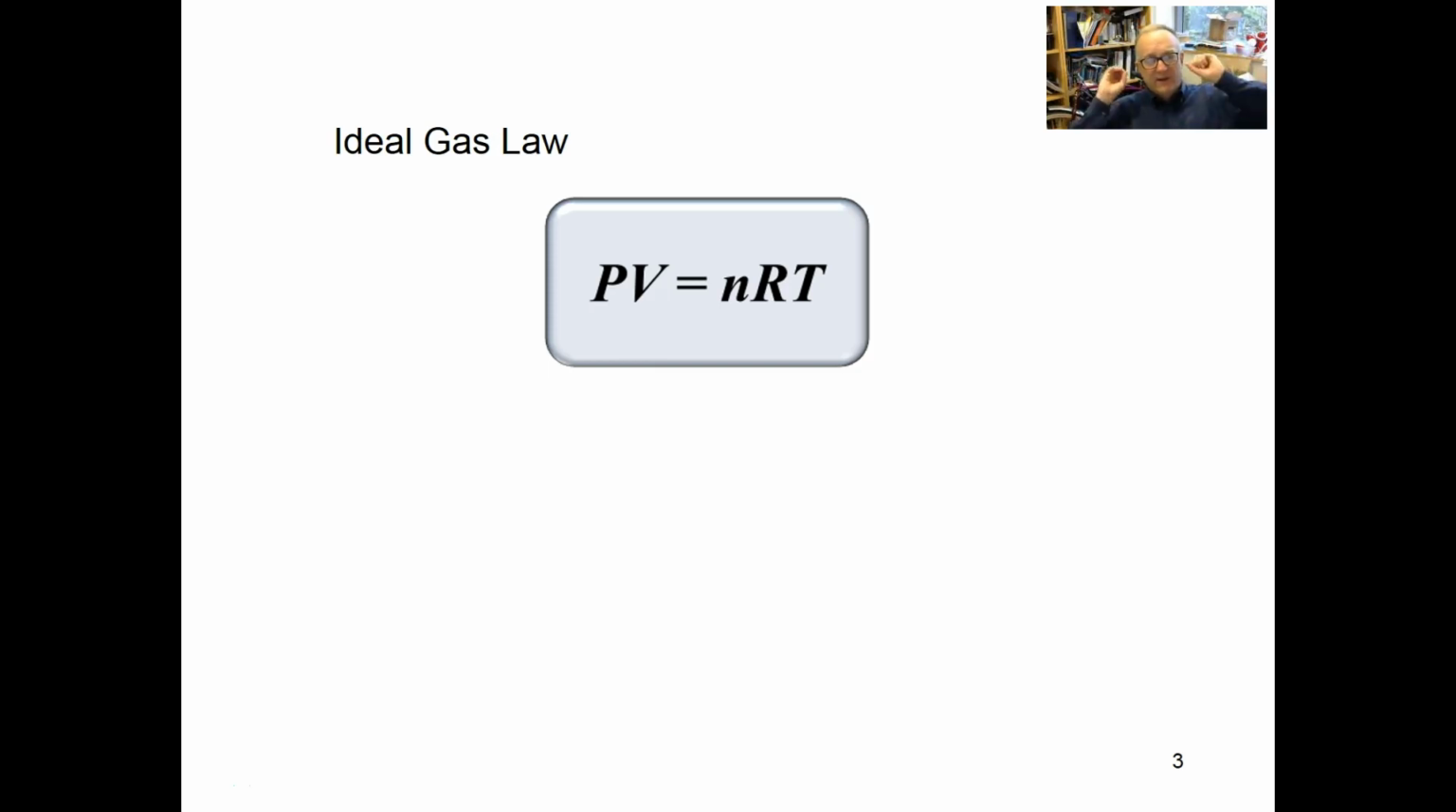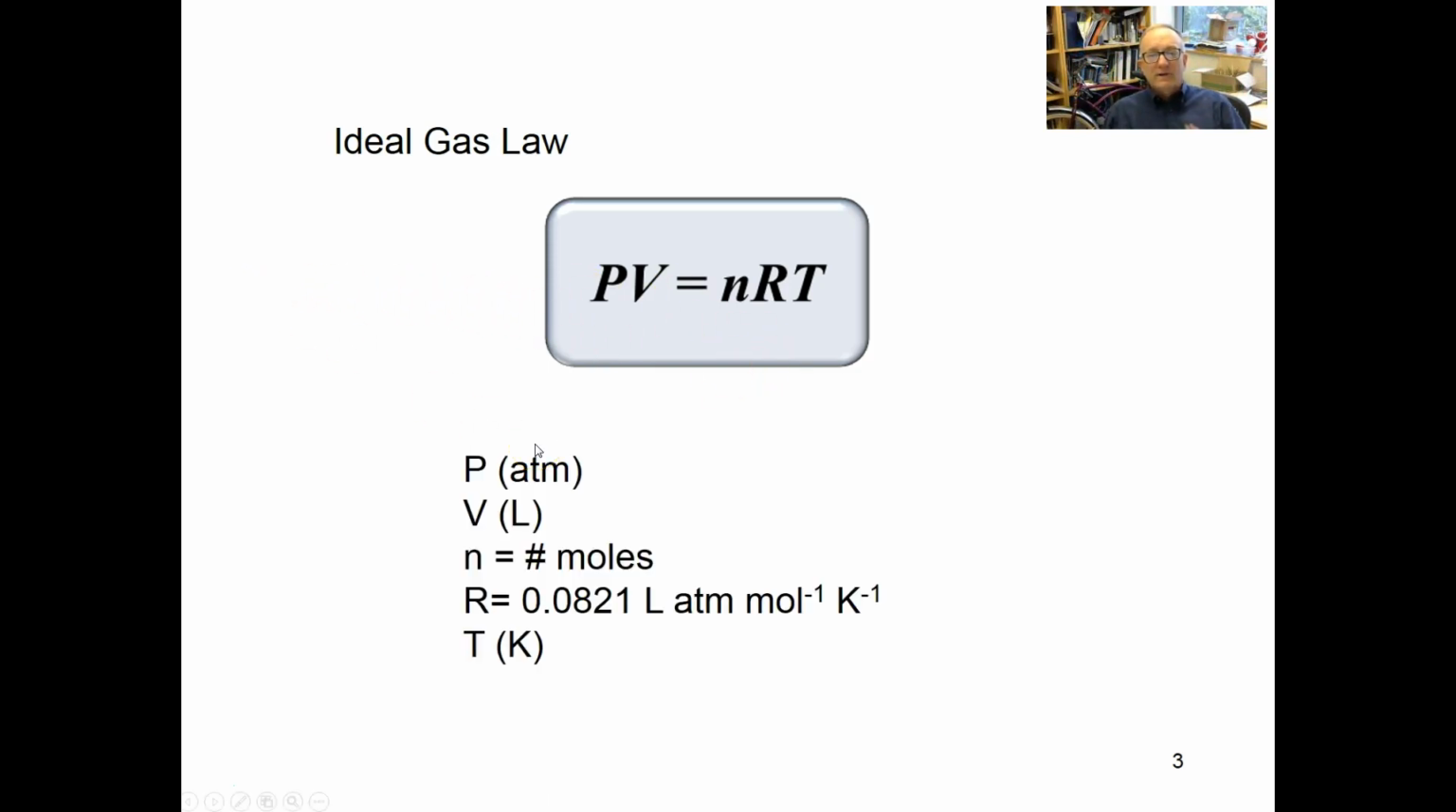Always in all of these, make sure you change your temperature to Kelvin. So if we're going to use R as 0.0821 liter atmospheres moles to the minus 1 Kelvin to the minus 1, that means you have to have pressure in atmospheres, volume in liters, and of course temperature has to be in Kelvin. Got to get those units right.